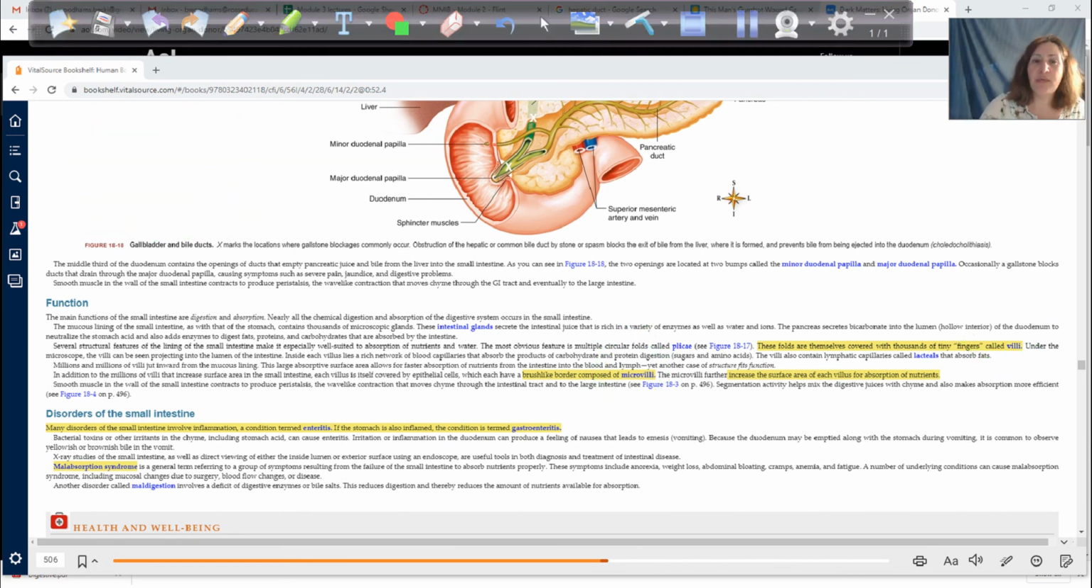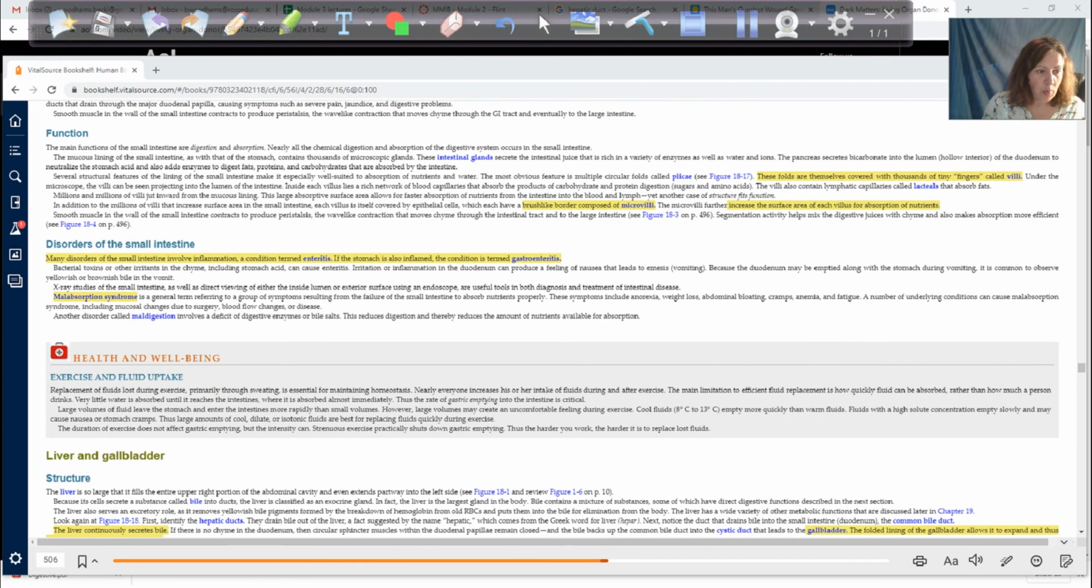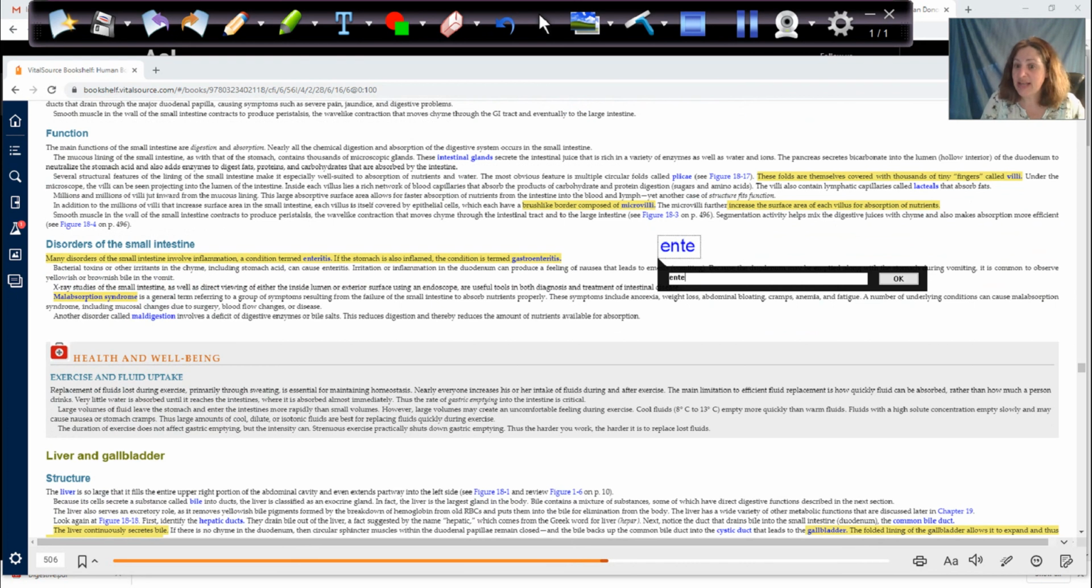So what can go wrong now with our intestines? Well, it can all get inflamed, called enteritis or gastroenteritis. Med term, your small intestines is entero. So anytime you see entero, that means intestines. Okay? So gastroenteritis is inflammation of the stomach and intestines. Enteritis is just inflammation of the intestines.